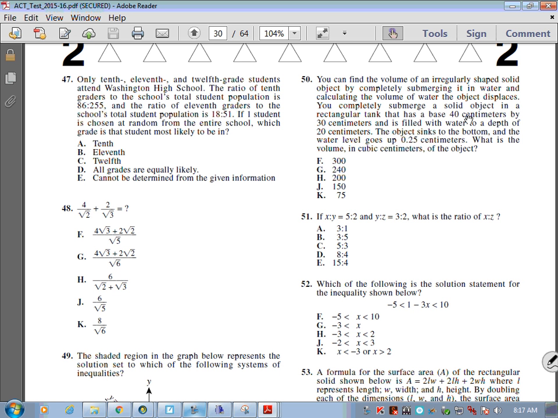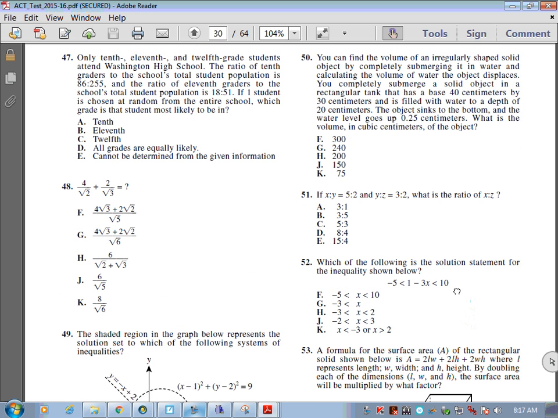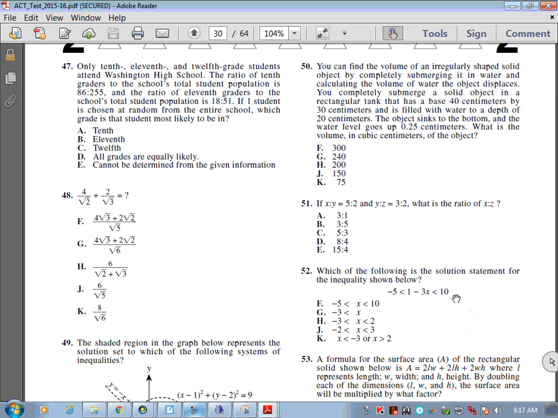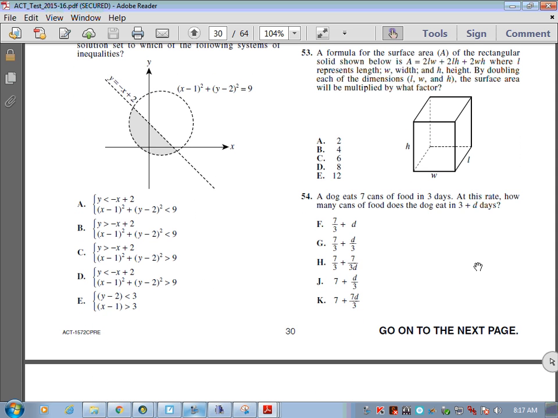All right, but 47 is B. 48 is G. 49 is A. 50 is F. 51 is E. 52 is H. 53 is B. 54 is K. Okay, anybody need any of that repeated, gone back through? Okay, all right.